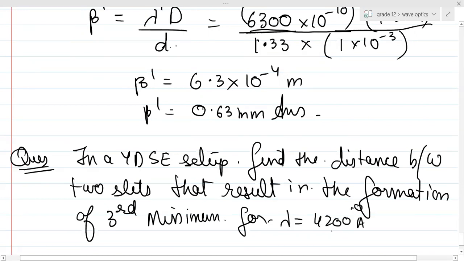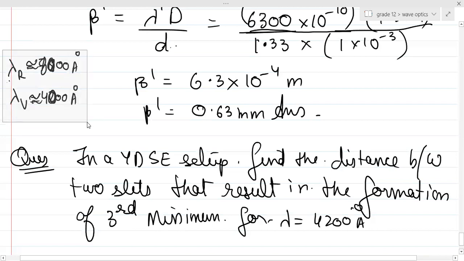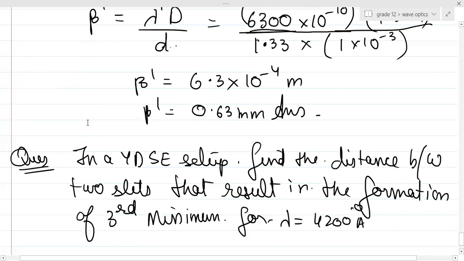By the way, 4200 angstrom, which light is it, red or? Do you remember the wavelength of red light and of violet light? Always remember this: if you can't remember the exact data, remember that the wavelength of violet light is approximately 4000 angstrom and red is approximately 8000. Is it clear? If you can't remember the exact data, then no problem.